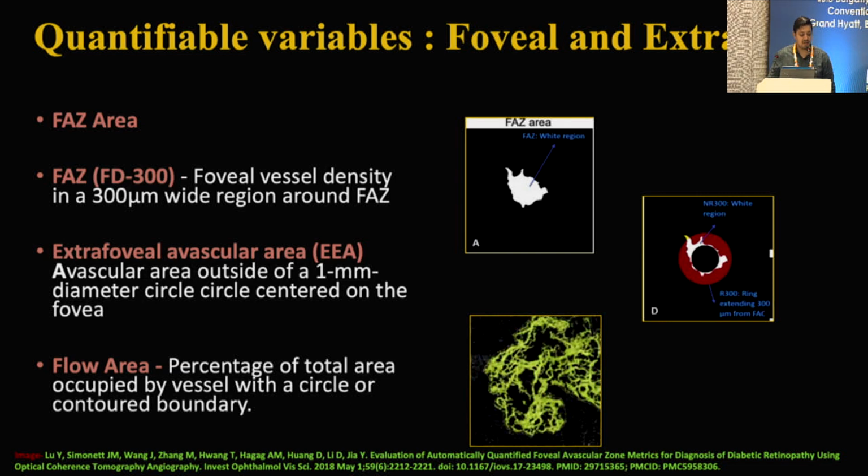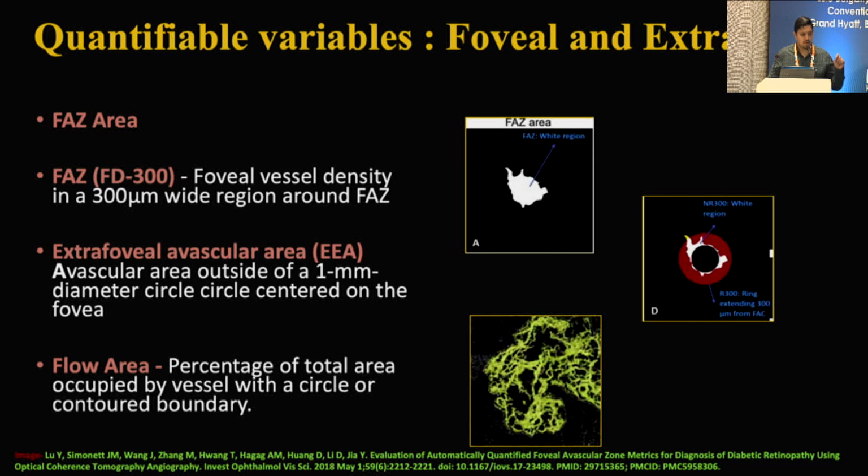One of them is FAZ, foveal avascular zone, and FD300. FD300 is vessel density around the 300 microns of the foveal avascular zone. Then there is extrafoveal avascular area, which is the avascular area outside the 1 millimeter diameter center of the fovea. So you draw a circle on the center of the fovea of 1 mm, and any avascular area outside that is extrafoveal avascular area. Then there are flow areas.